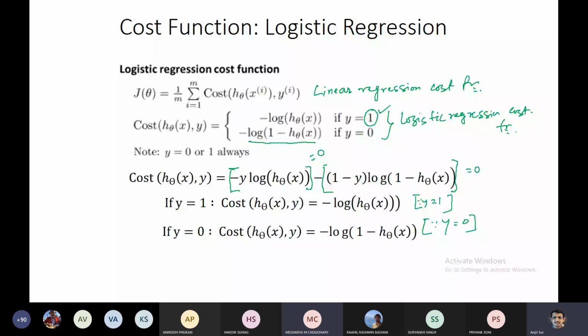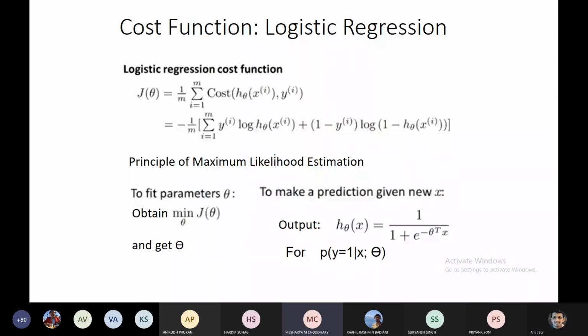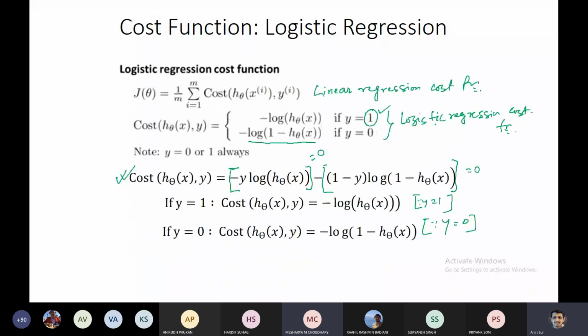So our cost function of logistic regression is this, if you write it in mathematical form. Now, if it is a cost function, how do we get the minimum of this cost? Our J(theta) is the sum of cost of h_theta(x_i) and y_i. Now, what is the cost of h_theta(x_i), y_i? We put y_i times log of h_theta(x_i) plus (1 minus y_i) times log of (1 minus h_theta(x_i)), as we have defined in this function.